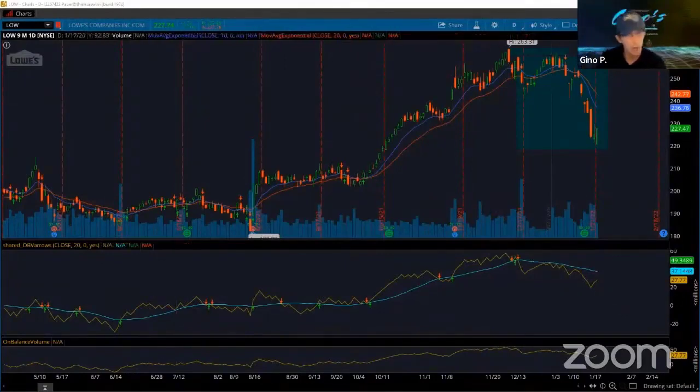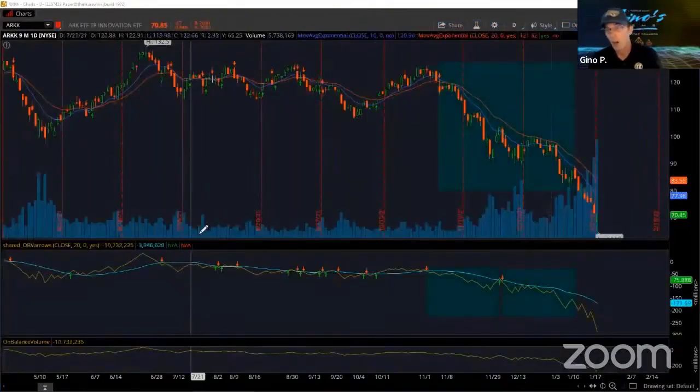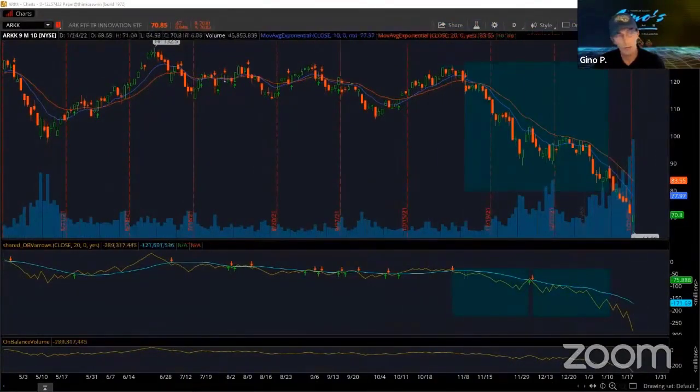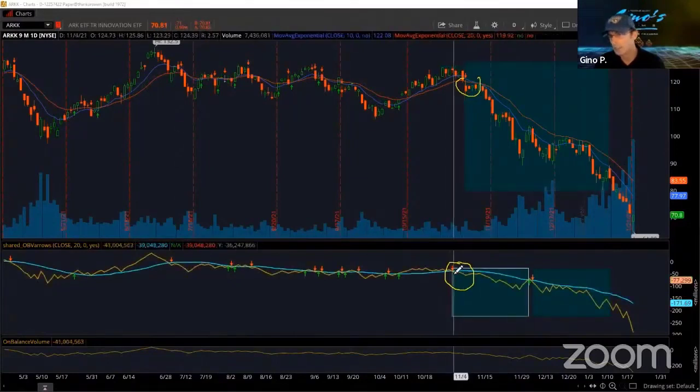For example, I'm going to hit one major ETF. Here's ARK, the ARK fund. Now, the stock dropped below the 20-day moving average right here. And you can see here, the sell volume actually preceded it. You can see right here, the sell volume had already taken over when it tried to trigger to the upside. It was a bad trigger because the sell volume was already trending down.